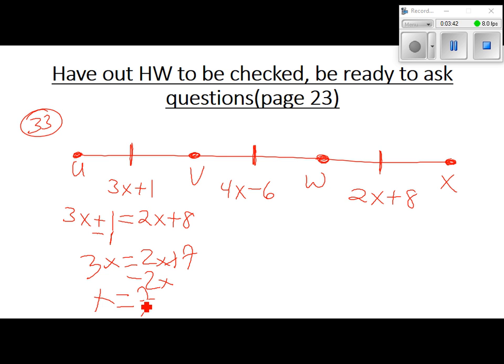So it'd be 7 times 3, because 7 times 3 is 21. Everybody understand that? So we knew all three of them were the same. First you figured out x was 7. Figured out the first one was 22.